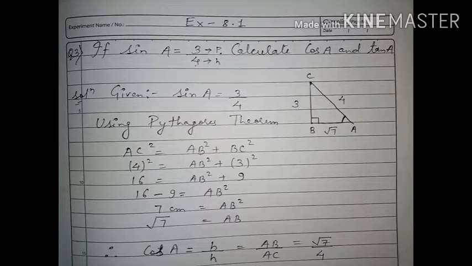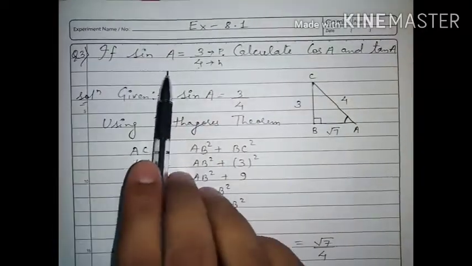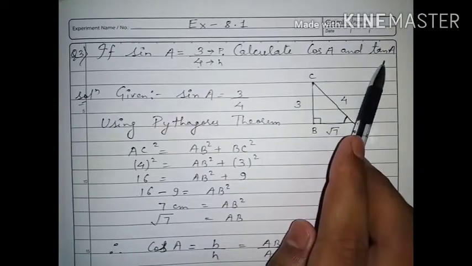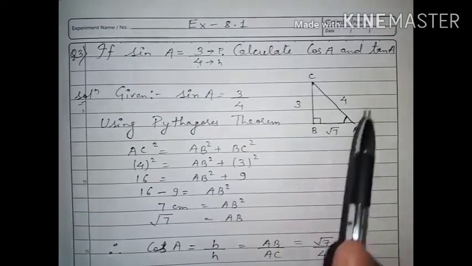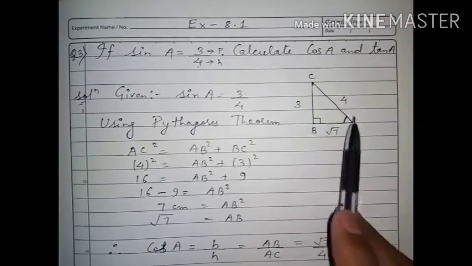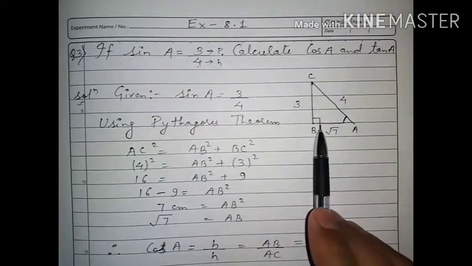Hello everyone. In this video we will discuss exercise 8.1 question number 3 of trigonometry. It is given in the question, if sin A is equal to 3 by 4, calculate cos A and tan A. So first of all you have to draw a figure, that is right angle triangle ABC, in which angle B is 90 degree.